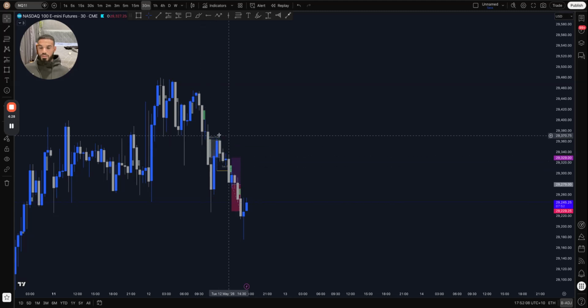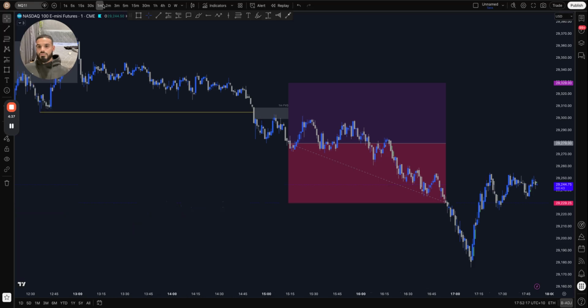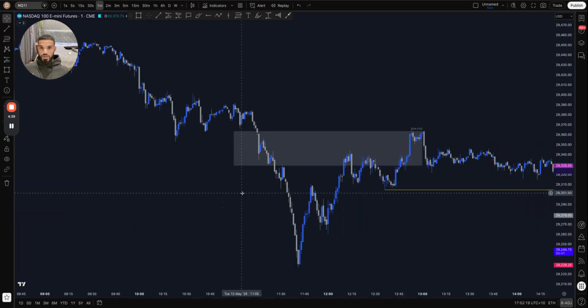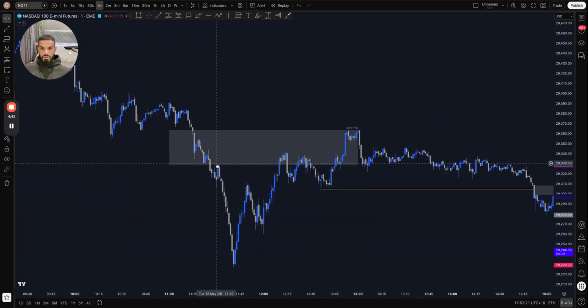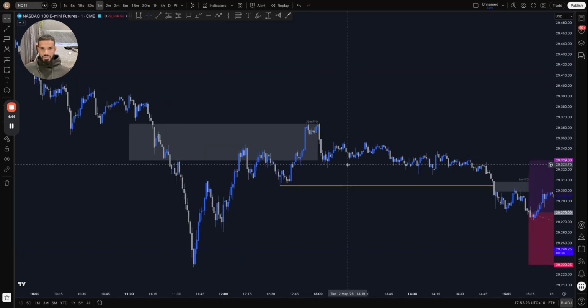If we can create some sort of gap off here and respect it, then I'd be looking for shorts. If we just sweep this and then continue going long, that's completely fine as well. So coming into it, I saw that we had a 30-minute gap getting tested. I can see that we were constantly breaking structure up, breaking structure, breaking structure.